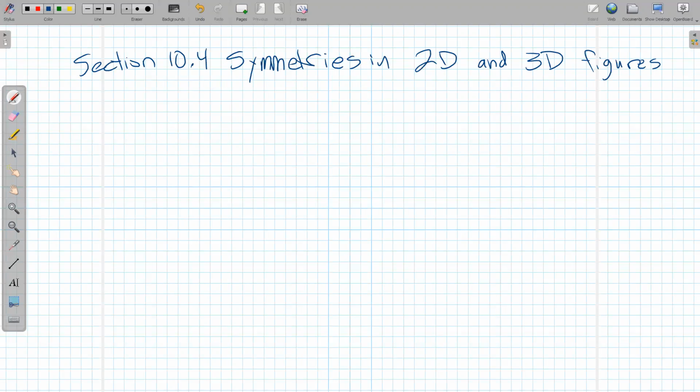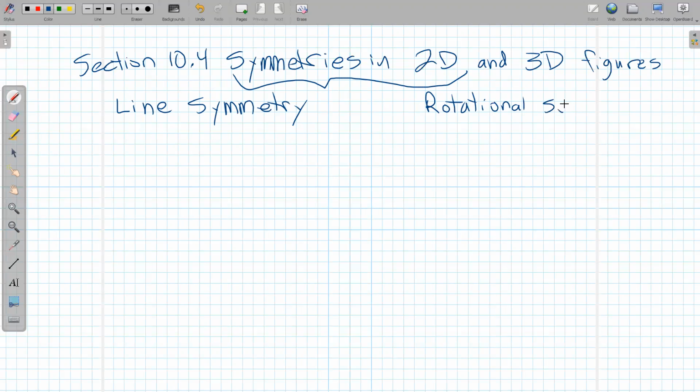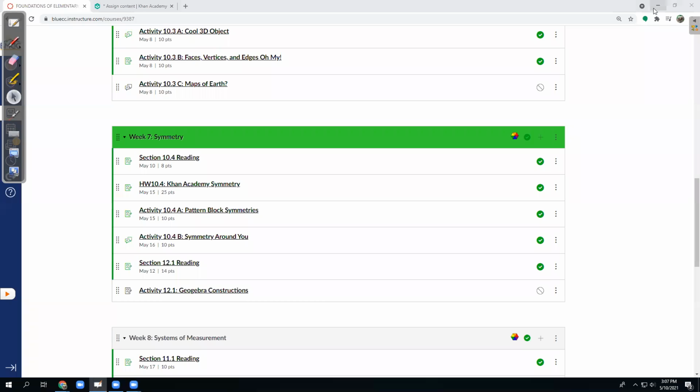There's two kinds of symmetries that we look at in 2D and 3D. Line symmetry is one, and then rotational symmetry. And to play around with the line and the rotational symmetry, we're going to need the pattern blocks, and we're going to need GeoGebra. So let's grab the pattern block app. So that is available from Activity 10.4a.